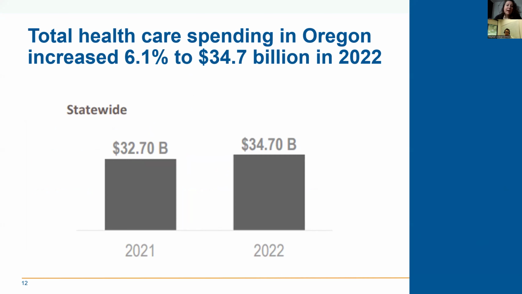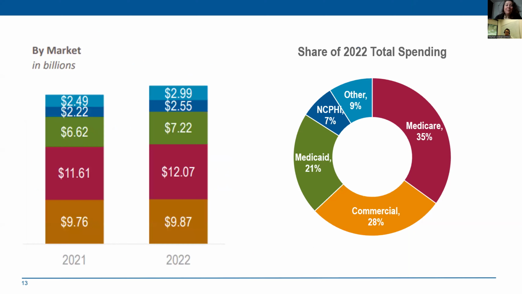If we look at how that spending breaks down by market, we can start seeing the shares of total spending. So Medicare, in that maroon bar, totaled a little over $12 billion in 2022 and represented 35% of healthcare spending in Oregon. The total dollars spent on Medicare grew 4% between 21 and 22.